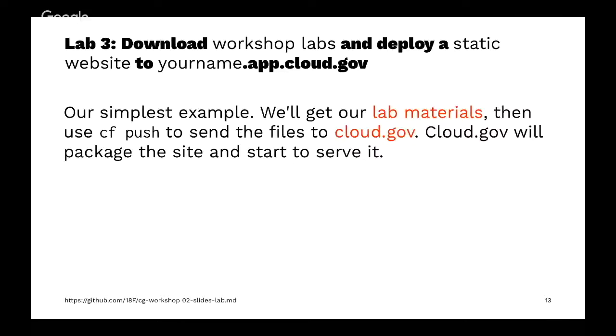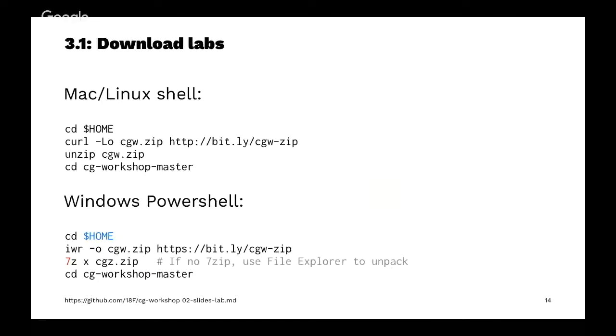Now, to do this, we've been following along with some of these notes that are in GitHub. We're going to download that repository so you have the lab materials available on your laptop. So we'll get our lab materials, and then we'll use the command Cloud Foundry push, cf push, to send the files to cloud.gov, which will package the site and start to serve it. You don't need Git installed, because I know that was a hurdle for some of you. So here are the commands for either the Mac Linux shell or the Windows PowerShell. In both cases, I'm going to assume that you're going to install the workshop materials under your home directory. Pick another directory and adjust the commands as necessary.